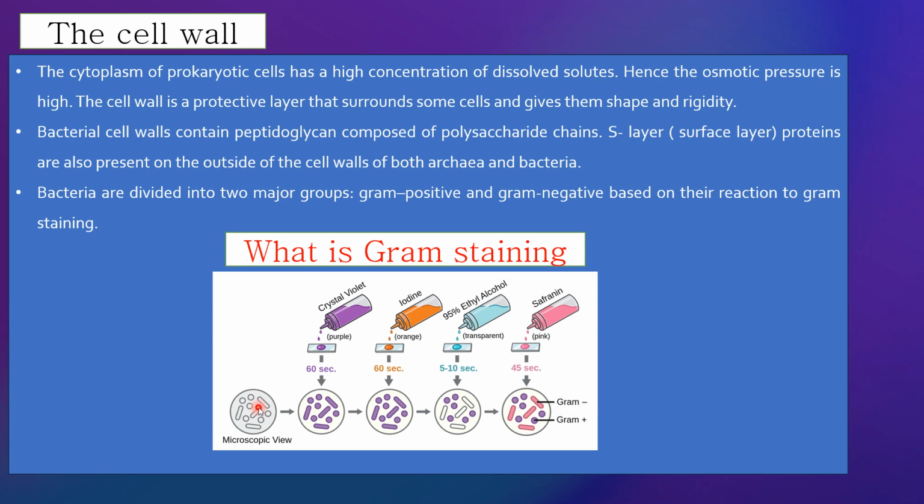Then safranin is applied. With the help of safranin, gram negative bacteria can be easily distinguished. Why? Because it directly stains the bacteria that were decolorized by the application of ethyl alcohol. Got it? Okay.